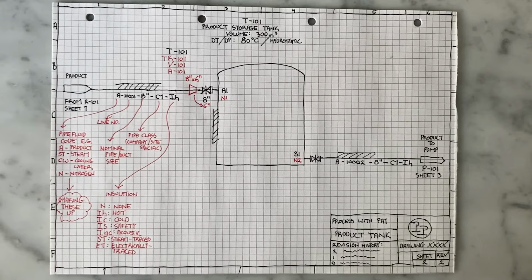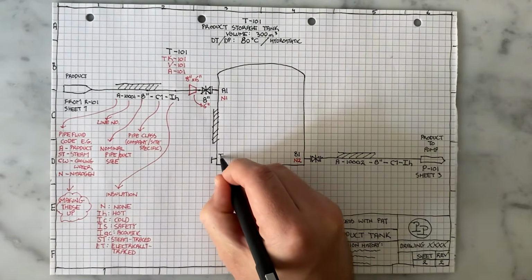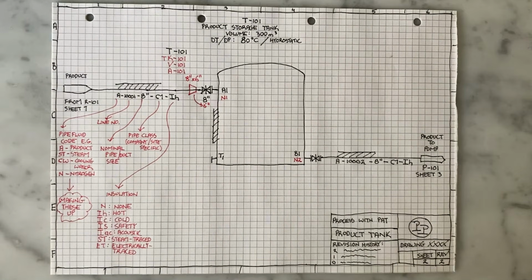Now let's say we need a way of measuring the temperature of the liquid that's going to sit in this tank. We need, just like earlier, a nozzle to attach our temperature measurement to. We call this nozzle T1 to indicate temperature measurement.